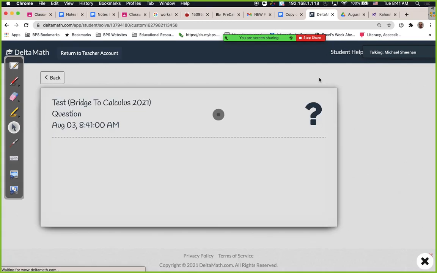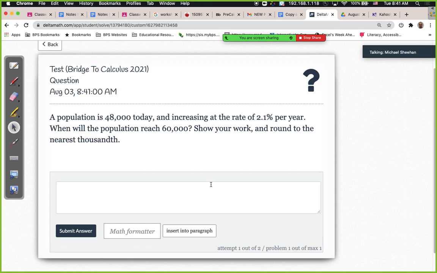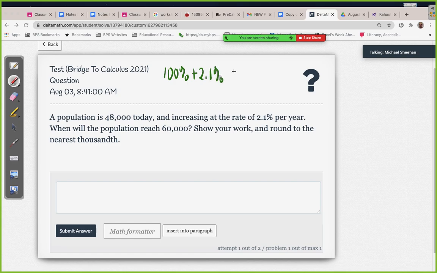All right, next section. The population is 48,000 today and increasing at the rate of 2.1% per year. So part of the thought process here is 100% plus 2.1% equals 102.1%. And as a decimal, that's 1.021. That's going to be our base. So my equation is going to be 48,000 times 1.021, and it's not to the x over something, it's just to the x here on this one. And I want to know when is y equals 60,000.